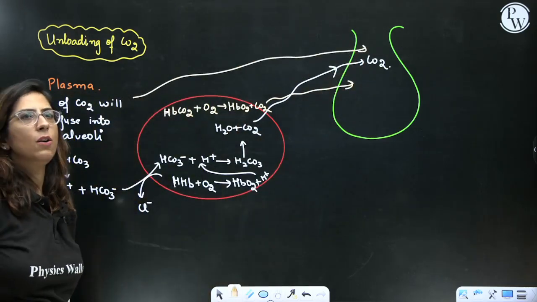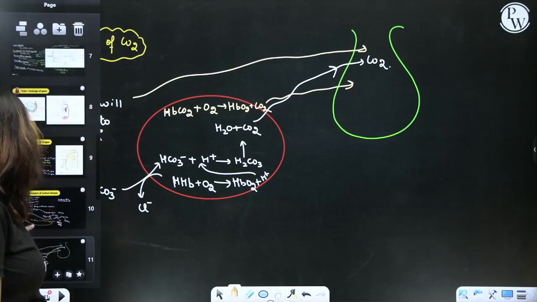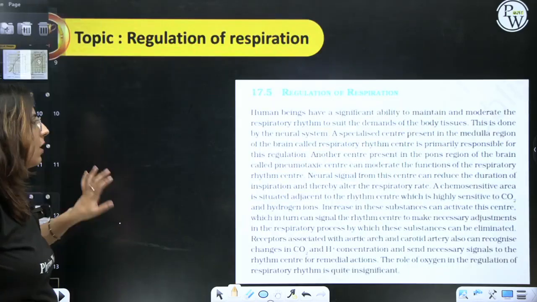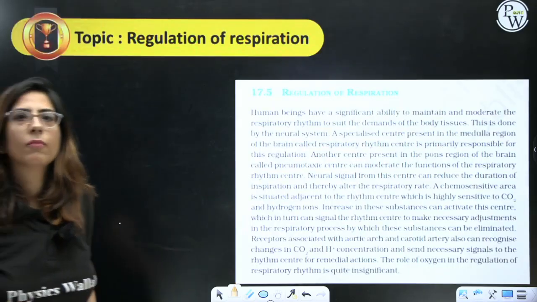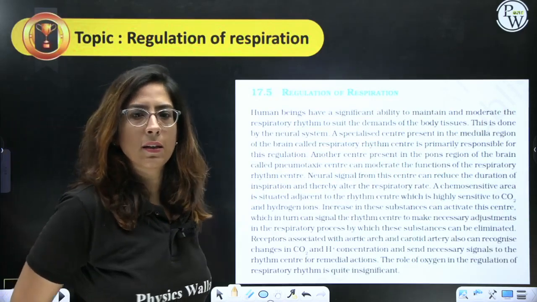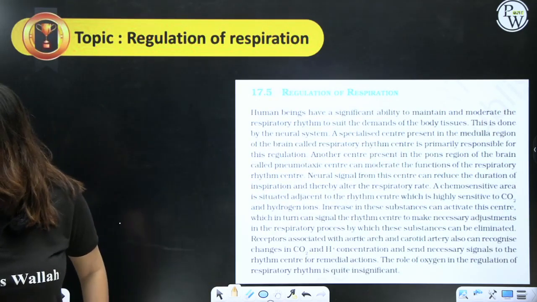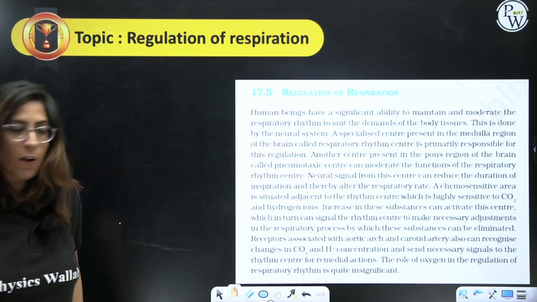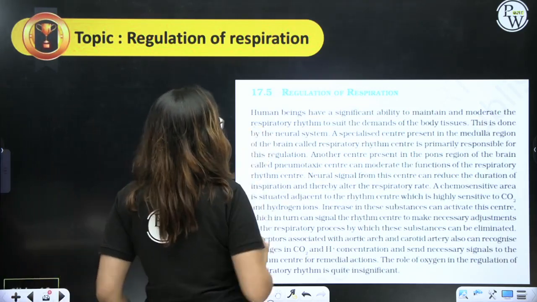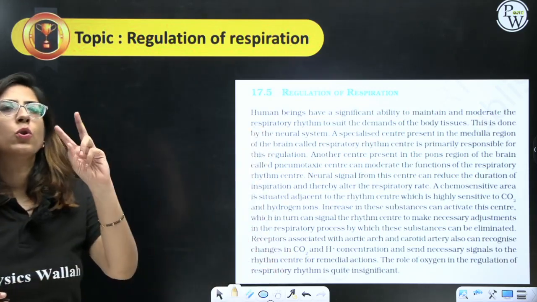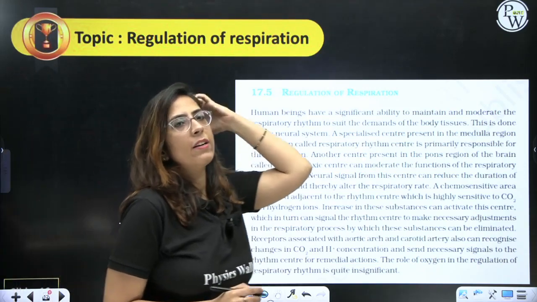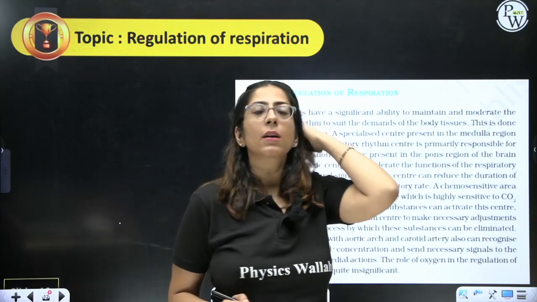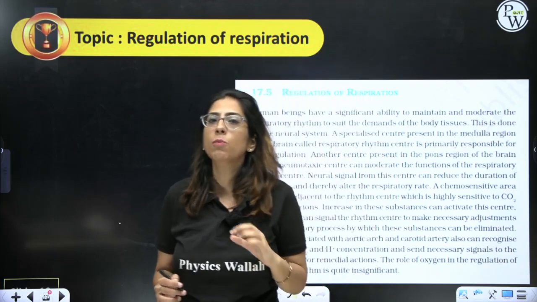That's it. This is the unloading of carbon dioxide in the simplest way I have explained to you. Let's talk about now the regulation. Regulation of respiration occurs through two different regions. One of those regions is the respiratory rhythm center, and the second region is termed as the pneumotaxic center.